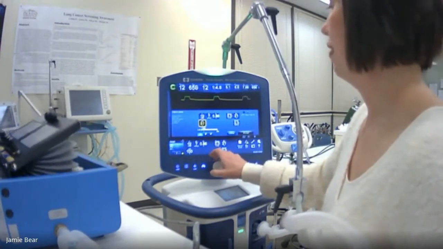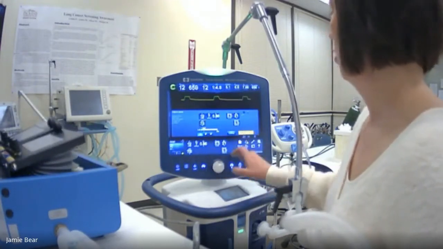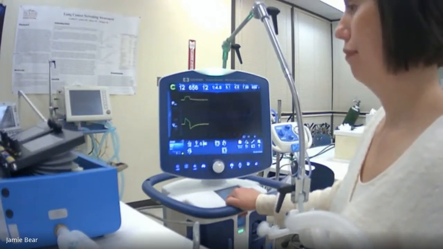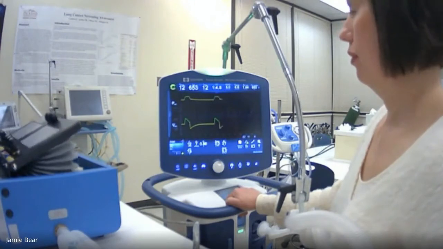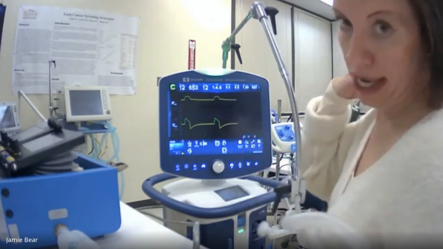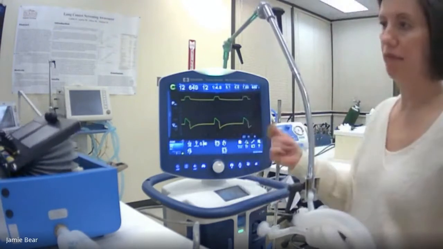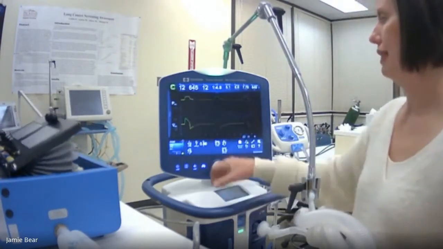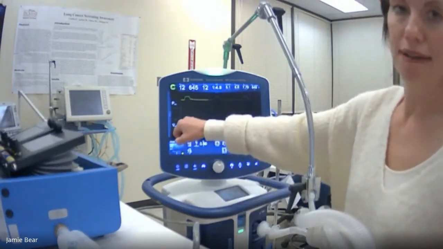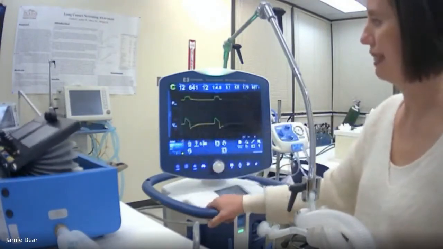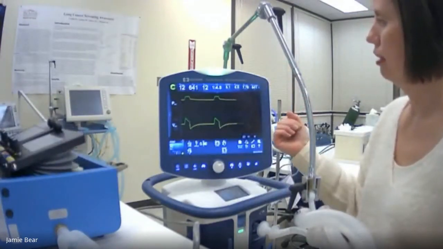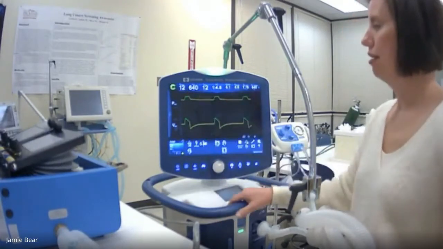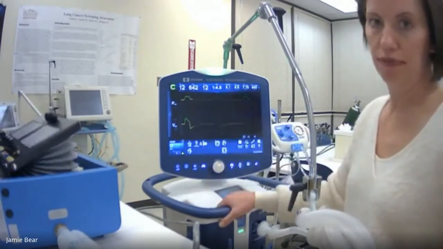Let's try 75% rise time and see how our waveforms look here. There we go. Okay, that looks great. So very compliant lungs means I can get the breath fast, so you can have a much faster rise time if need be. And so that little blip disappeared as we turned the rise time down. And we're smooth breathing again. And you can see that via your waveforms.